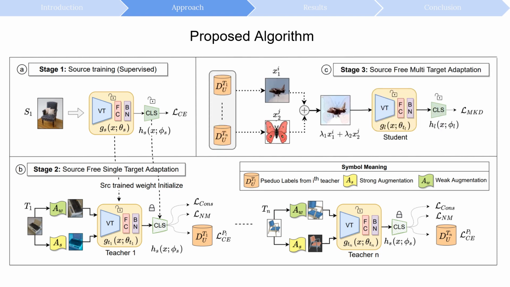Finally, in stage 3, we train a student network from scratch. We take a convex combination of two different samples and their respective pseudo-labels. We train the student network using the mix-up knowledge distillation loss.